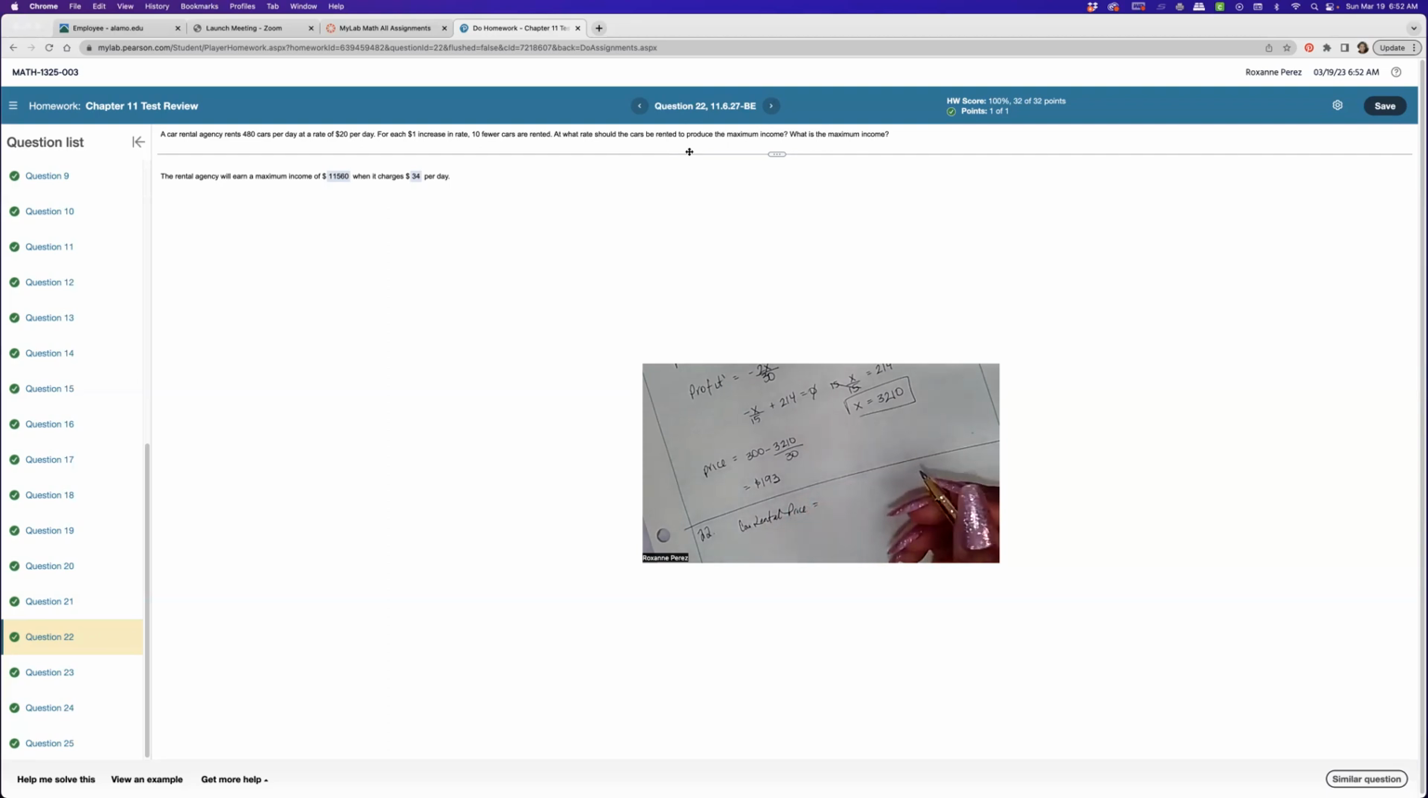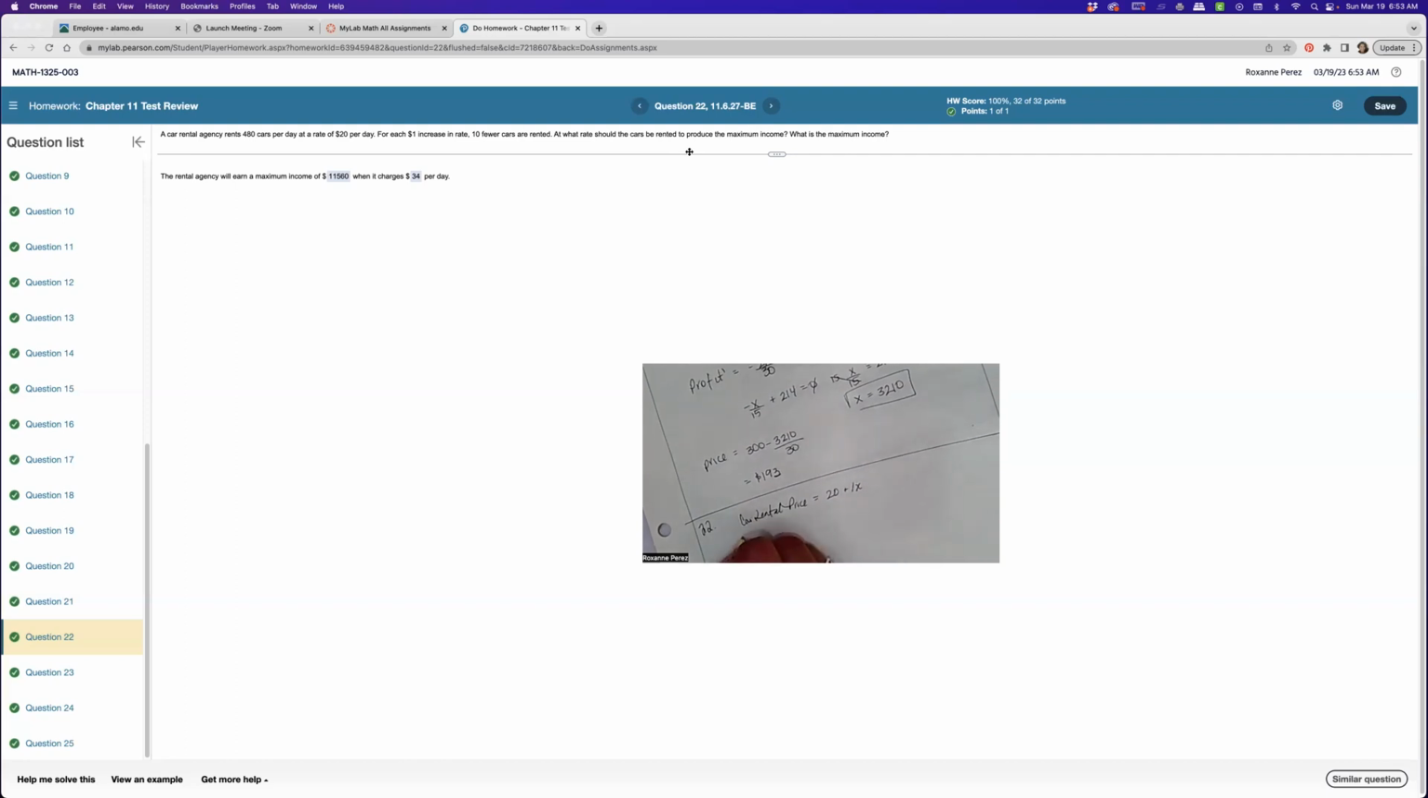That is going to be represented by $20 per day and a dollar increase. If 10 fewer cars are rented. Okay, so for every dollar increase, 10 fewer cars are rented.